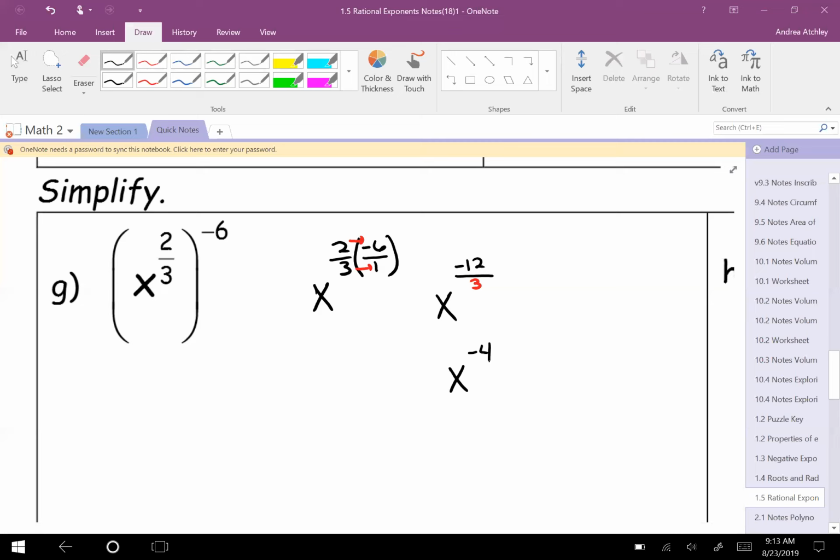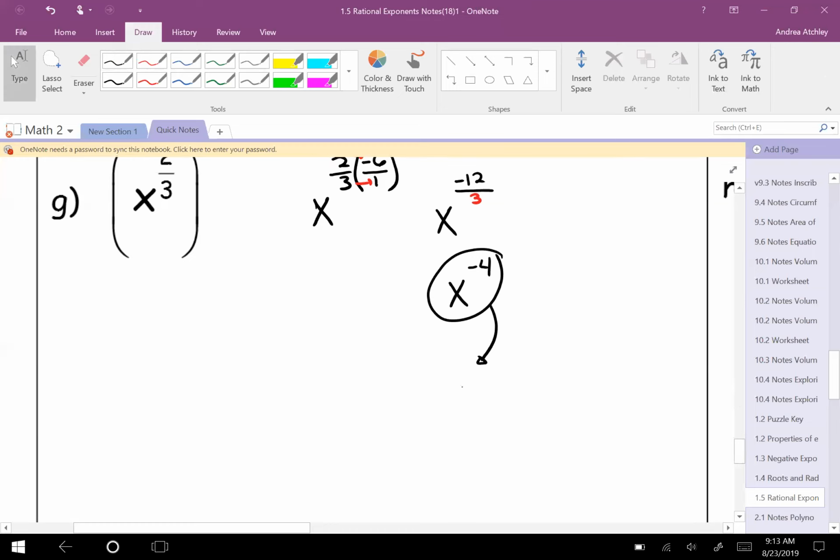Okay, and then x to the -4, got to move, right? It has a negative exponent, so it has to move to the bottom. So it's going to be 1 over x to the 4th. Negative exponents flip. Any questions over that?